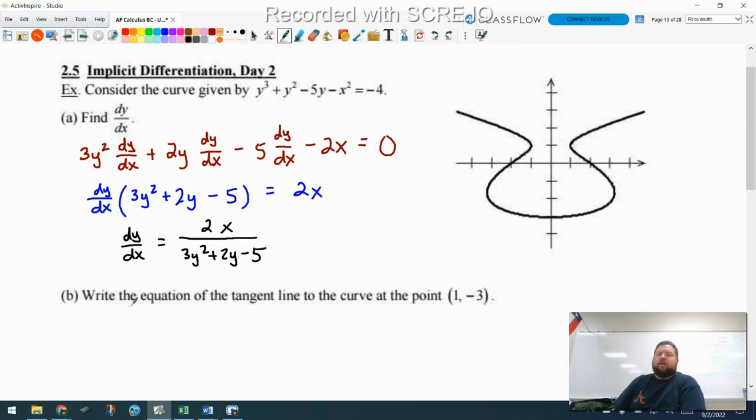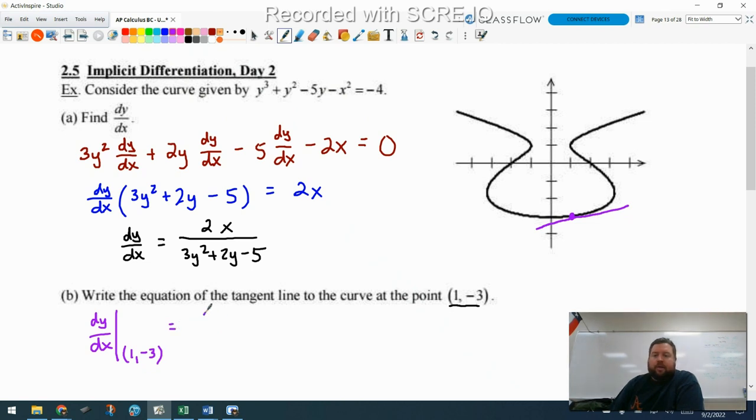Part B: write the equation of the tangent line to the curve at the point (1, negative 3). If you want to come over to the graph, we can look at that point. (1, negative 3) is right there, and my tangent line would look like that. So I'm trying to write an equation of this line. I already know my x and y, so the only other thing I need is the slope. And we just found something that represents slope in part A, dy over dx. We can evaluate that at the point (1, negative 3).